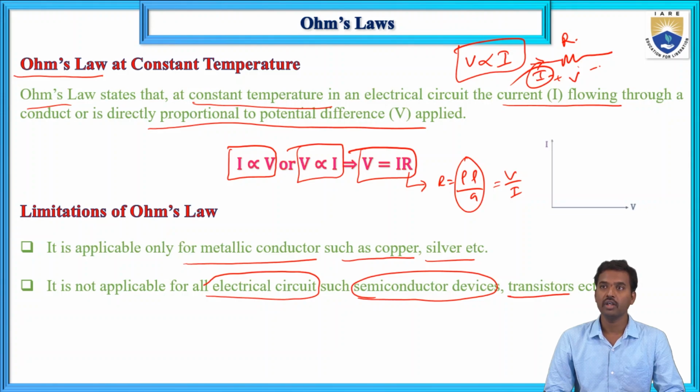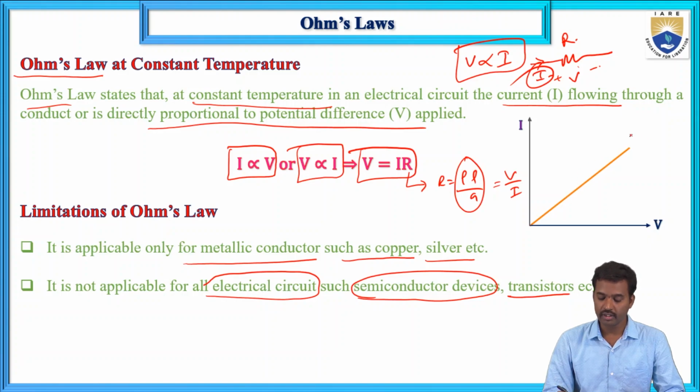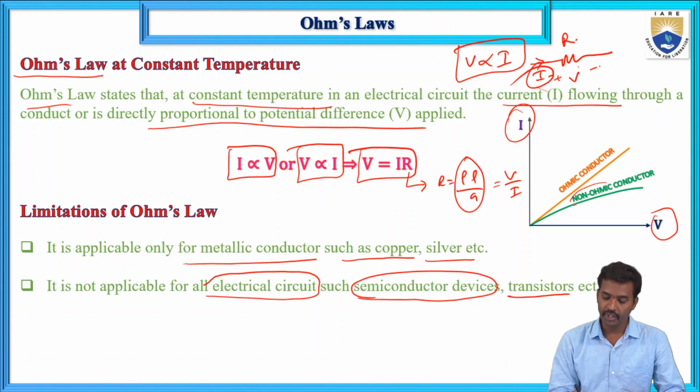If you draw the graph, the voltage-current relation should be a straight line passing through the origin. If you draw the voltage-current characteristics of any element, with voltage on one axis and current on the other, this is a straight line. This is for an ohmic conductor, and this is for non-ohmic conductors.